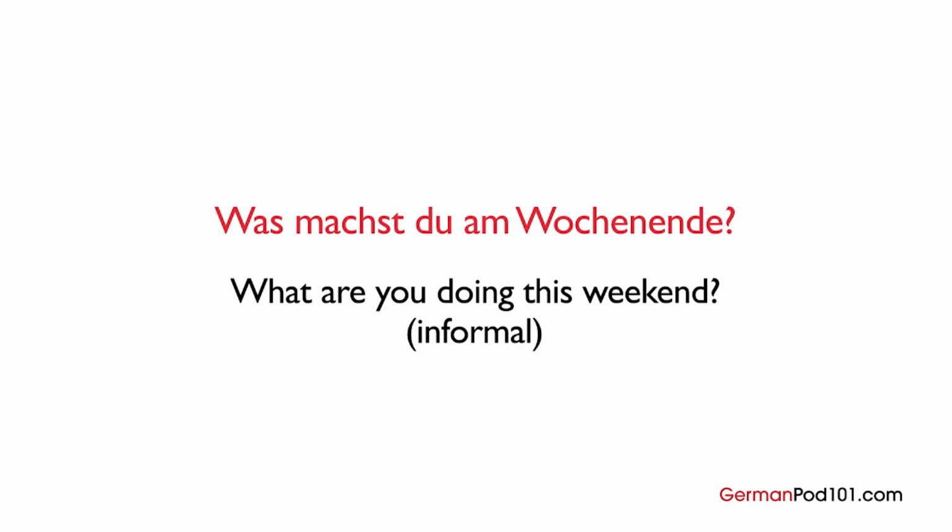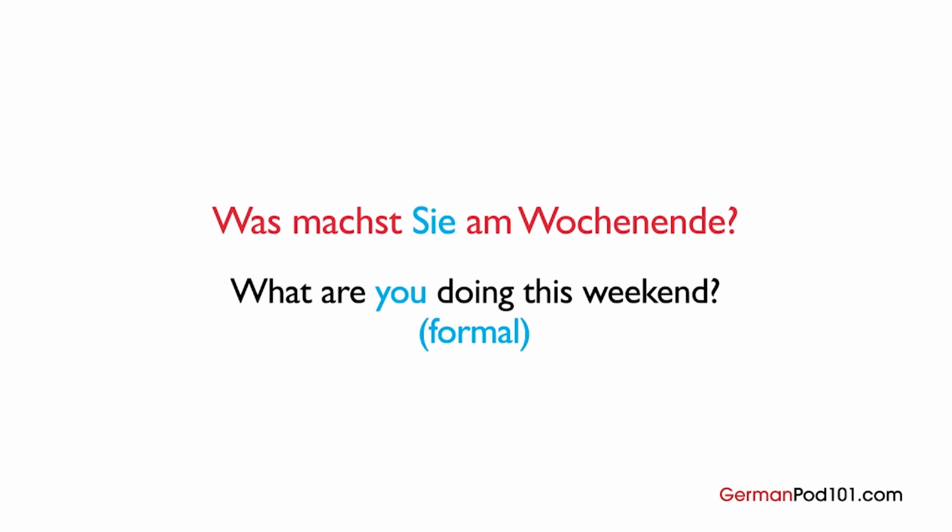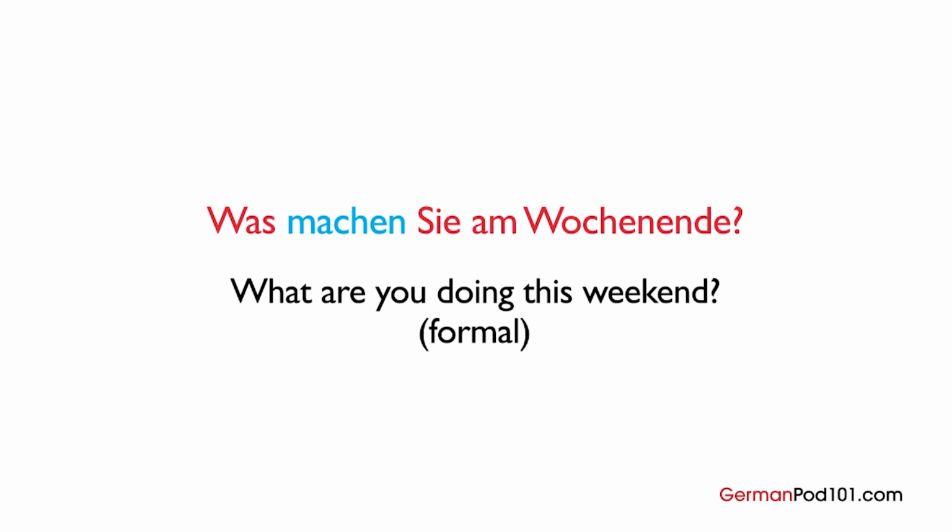Let's break it down. Was is what? Machst is to do, if you're talking about do. Du is the informal way to say you. And am Wochenende is this weekend. If you want to ask the same question in a formal way, turn du into sie, the formal version. Then you need to change machst to machen, because it's referring to a different pronoun, sie. Was machen Sie am Wochenende?